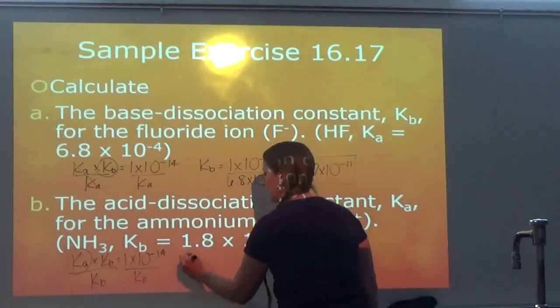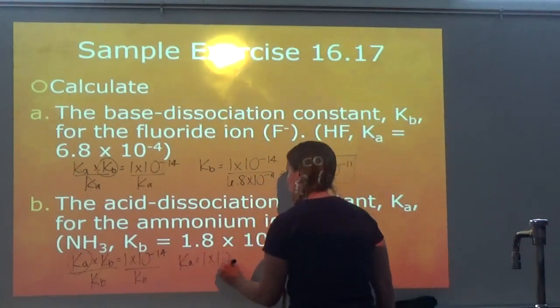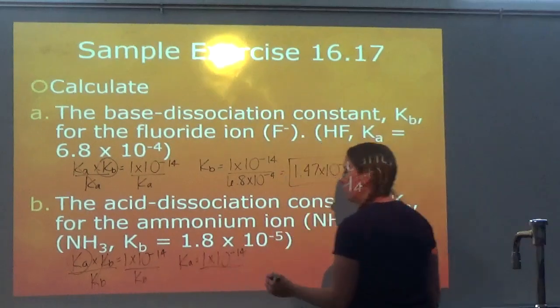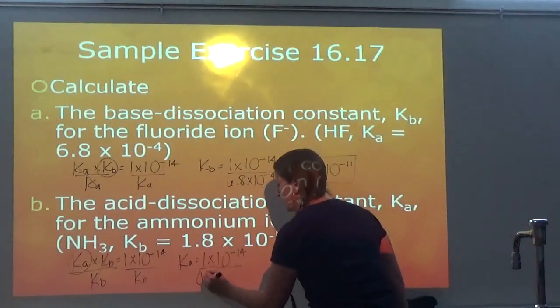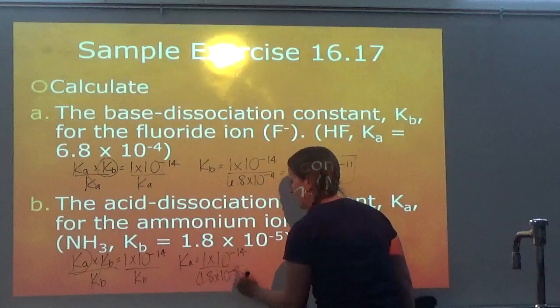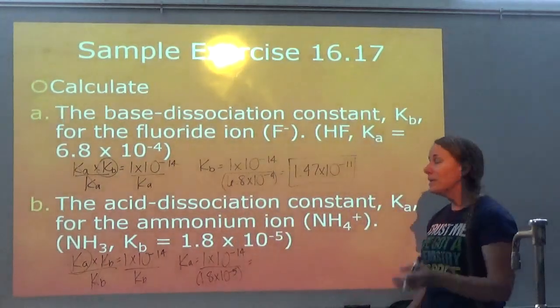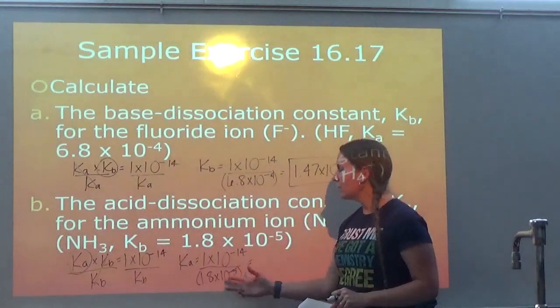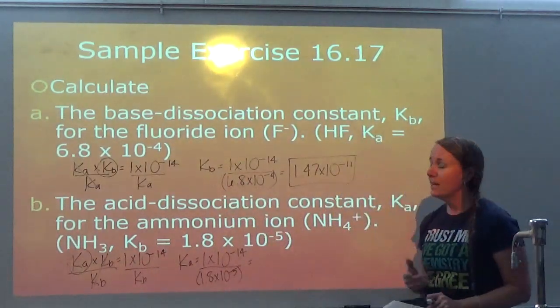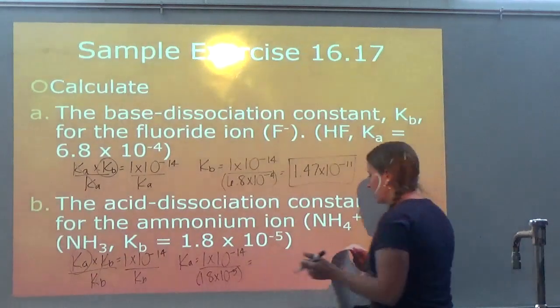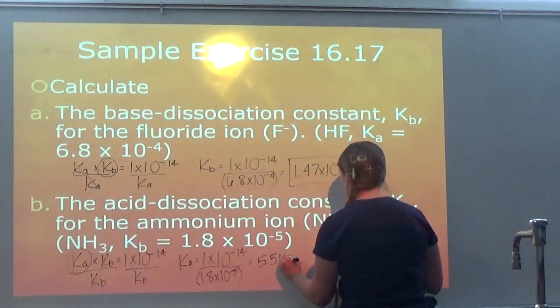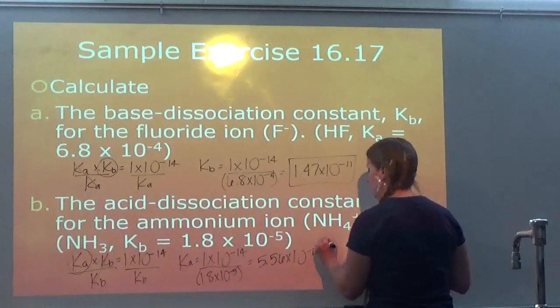And then I just plug in. So it's 1 times 10 to the negative 14 over my Kb, which is 1.8 times 10 to the negative 5. And don't forget, y'all, here I should have put them up here too. How a lot of you type it in the calculator, if you divide by one of those powers of 10, you need to put it in parentheses. All right, so just make sure you're always getting the right answer. So I got 5.56 times 10 to the negative 10.